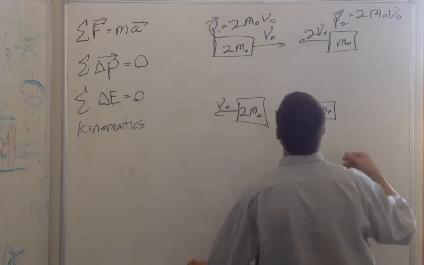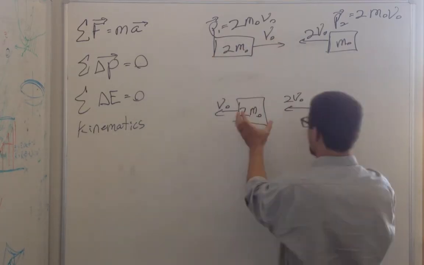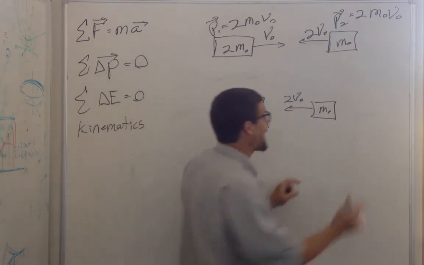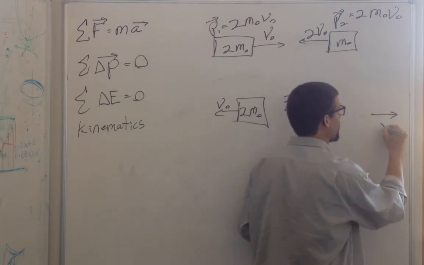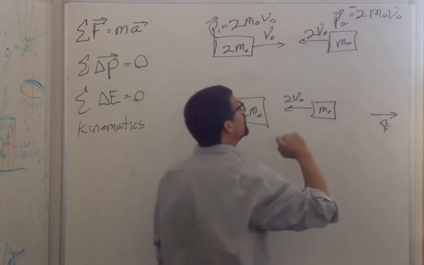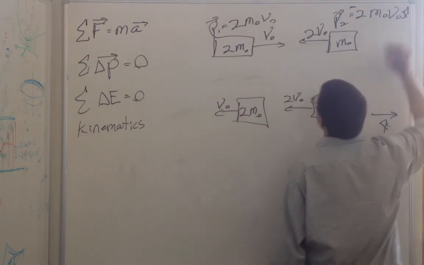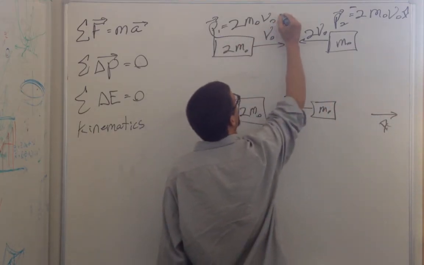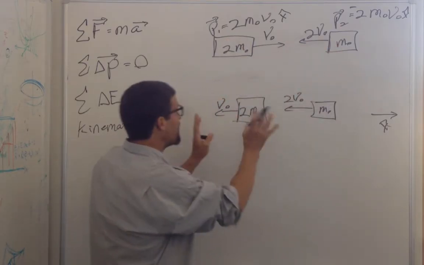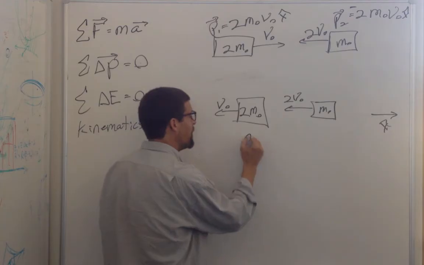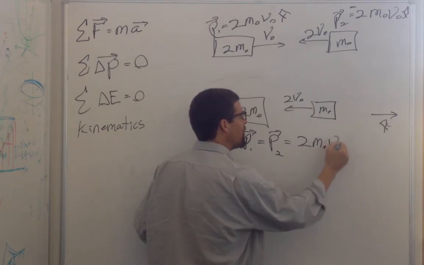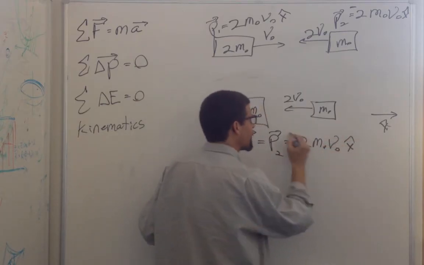Where one is you have this going on, and here you would have this going on. So we pick an axis. We could say this is the positive x direction and know that that's the positive x direction. So this becomes a negative 2 m naught v naught in the x direction, and this is a positive 2 m naught v naught in the x direction. And we can see that these would add to 0, but here both of these have the same momentum. P1 is equal to P2 is equal to 2 m naught v naught in the negative x direction.